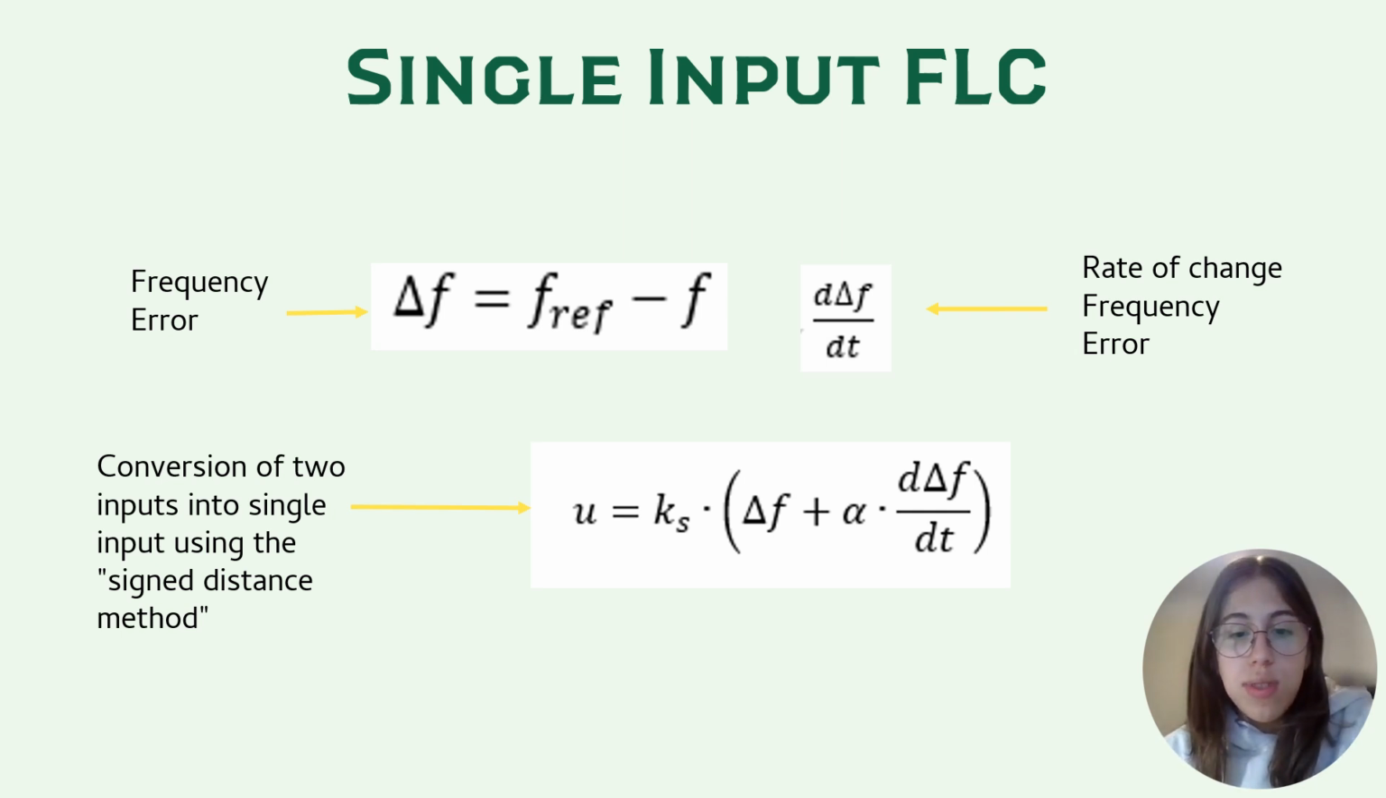So then we can use this single input and feed it into the fuzzy inference system, which will determine the necessary power change to restore the frequency balance. And this, as a single equation, can easily be implemented with Simulink blocks such as gain, multiplication, addition, derivative, and so on.